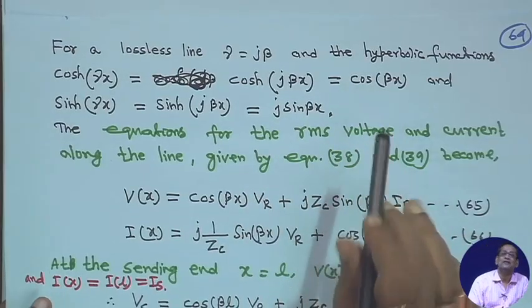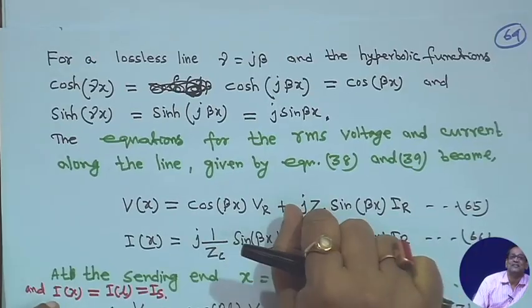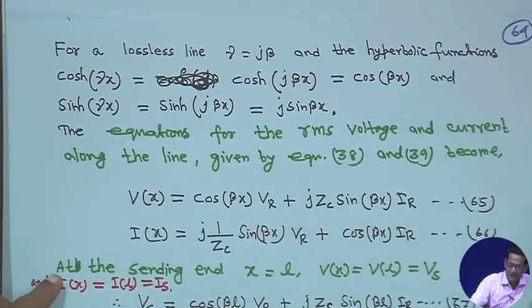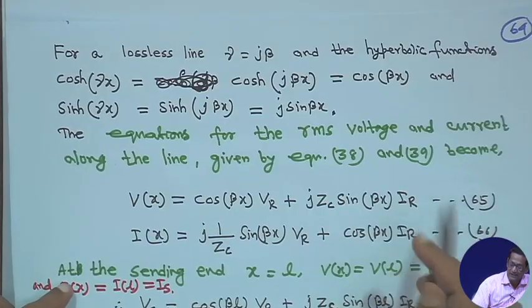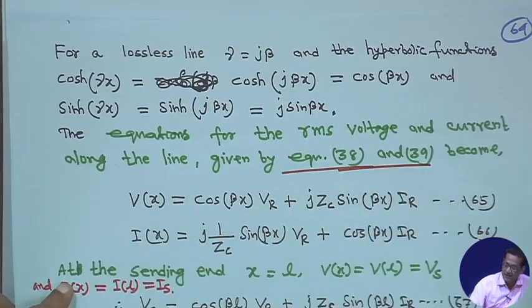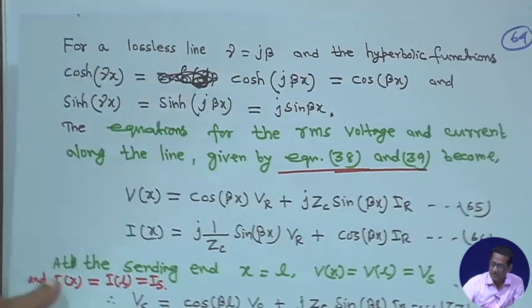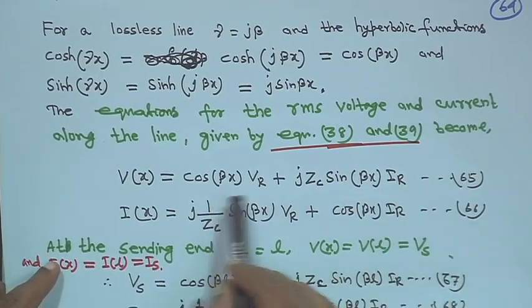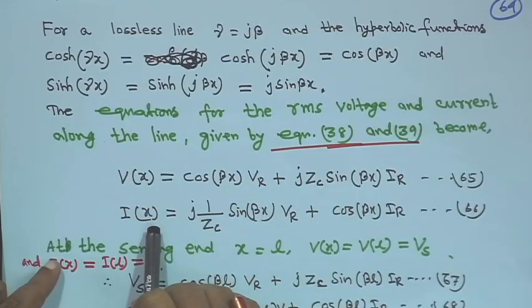Details are given while developing the long transmission line, so I am not showing it here, understandable, right. The equations for the RMS voltage and current along the line are given by equations 38 and 39. These two equations I am rewriting here.